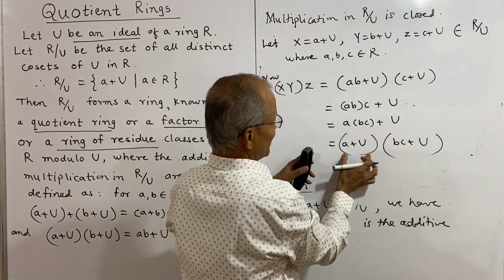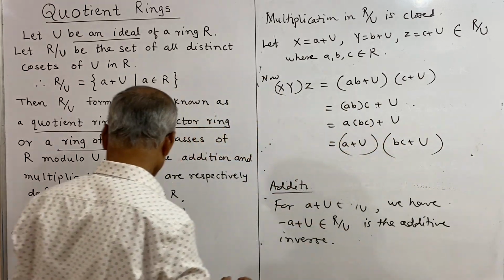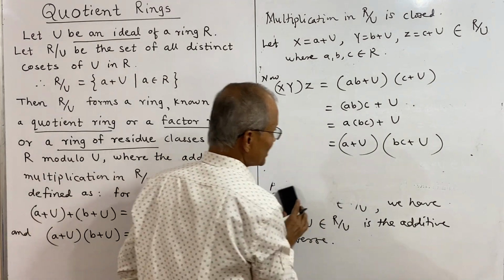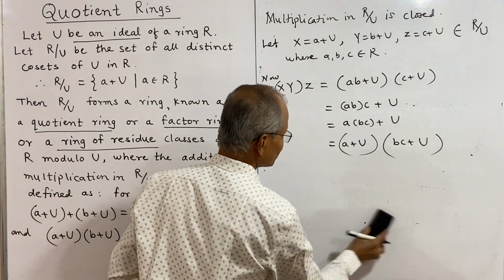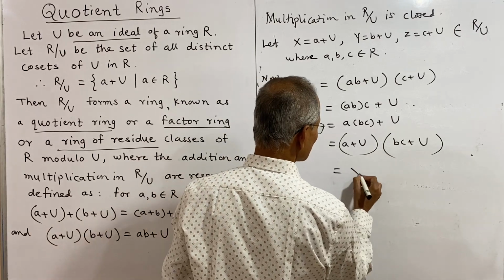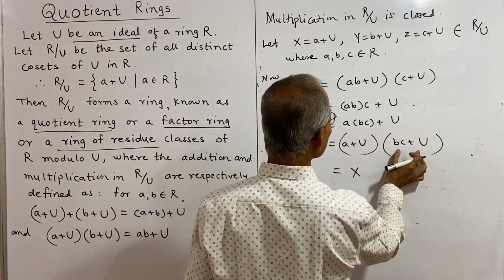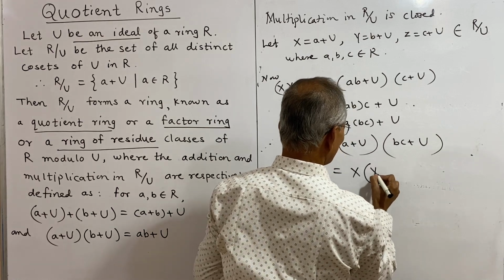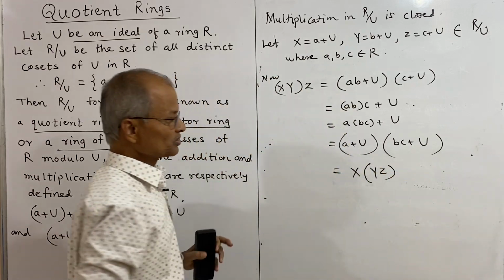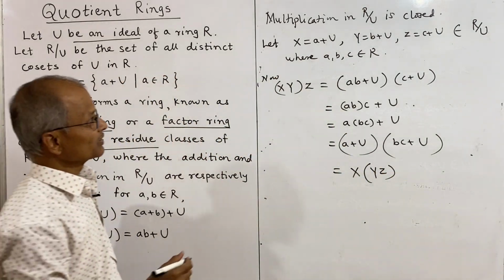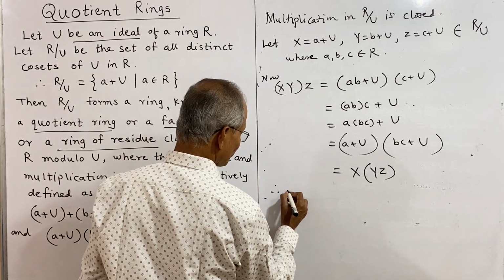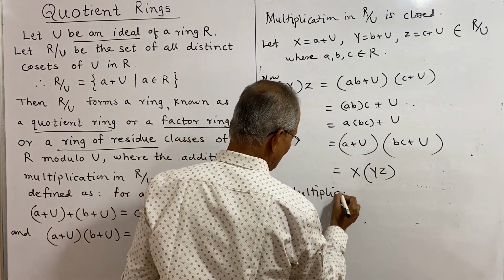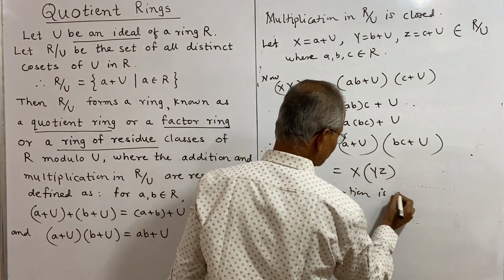See, a and this product, according to this. And now what is this? This is x, and bc + U is the product of y and z, and that is in brackets. And this proves multiplication is associative. Therefore, multiplication is associative.